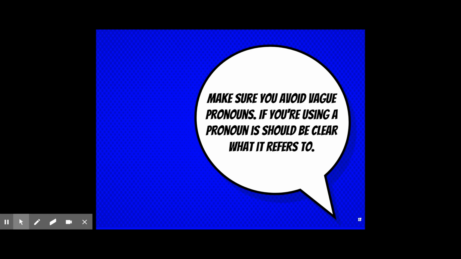Make sure you avoid vague pronouns in your writing. If you're using a pronoun, it should be very clear what it refers to. So if you haven't already mentioned a person or a character, it probably isn't a good idea to use a pronoun. Talk about them first, and then use the pronoun to add variety to your writing.